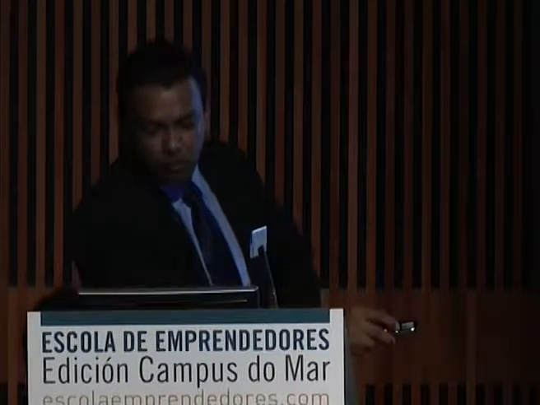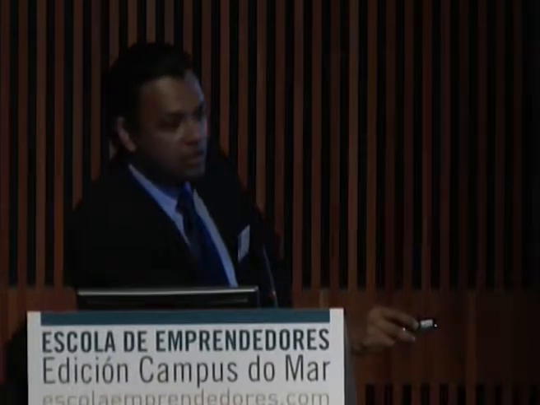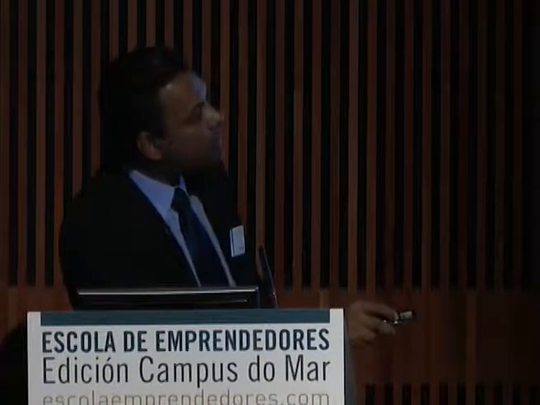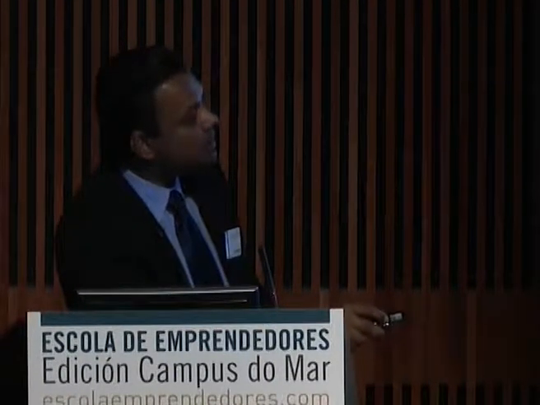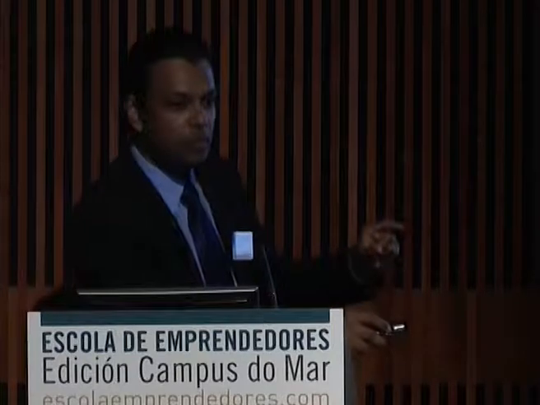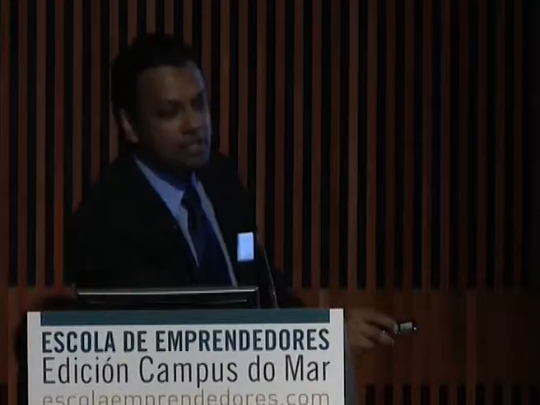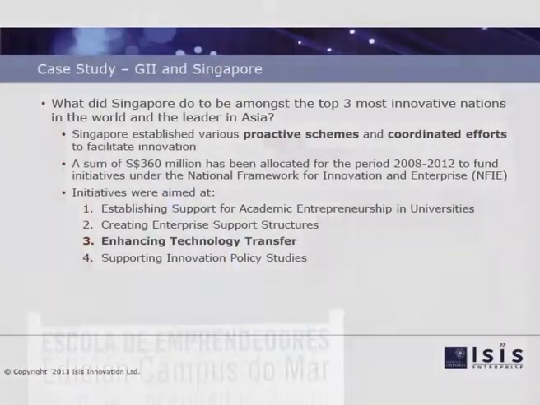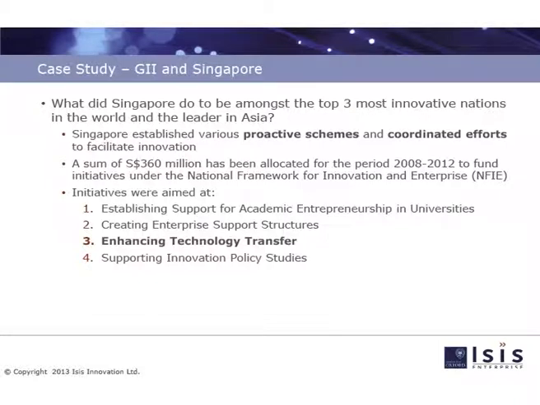right? Establishing support for academic entrepreneurship in universities. They hit the nail on the head because they knew exactly where innovations were coming from, right? Creating enterprise support structures, enhancing technology transfer, right? They directly addressed where the problems were, right? And supporting innovation policy studies. So, what would make innovation make or break? Here are the core things in a country. And it is quite evident because the Global Innovation Index is done by independent entities. They have looked at Singapore and said, right, you are the leader in Asia because you've just done the right stuff here.